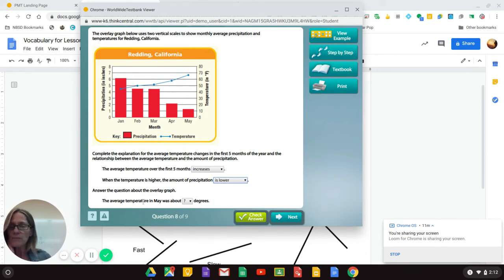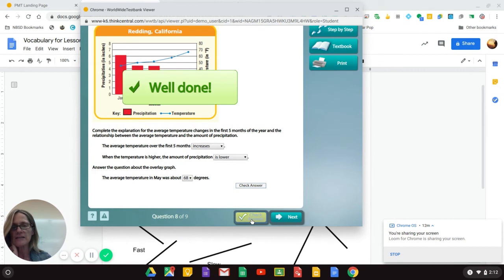The average temperature in May, so let's find May, was about how many degrees? Here's May, and we're looking at temperature. We know it's more than 60, but it's less than 70. What are my options? It can't be 73 because it's below 70. It can't be 70 because it's not touching the 70 line. And so it has to be 68. Great. Nice job, you guys.